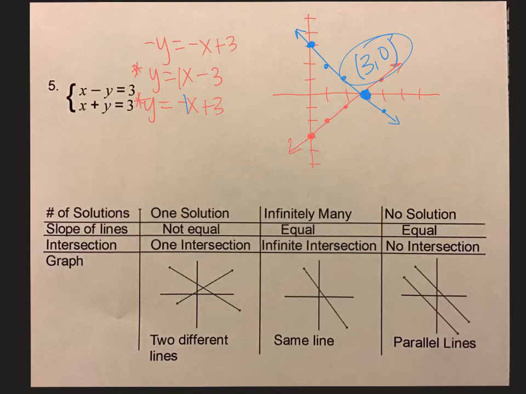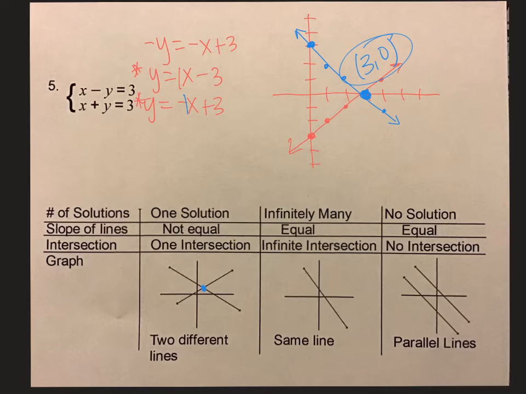All right, now we have 3 different types of solutions that we can have with systems of equations. We can have one solution, we can have infinitely many solutions, and we can have no solutions. So if we have one solution, your slopes are going to be completely different. Okay, so they're not going to be the same at all. And they're only going to intersect at one time. Your lines are only going to intersect at one point. So it's going to intersect right there.